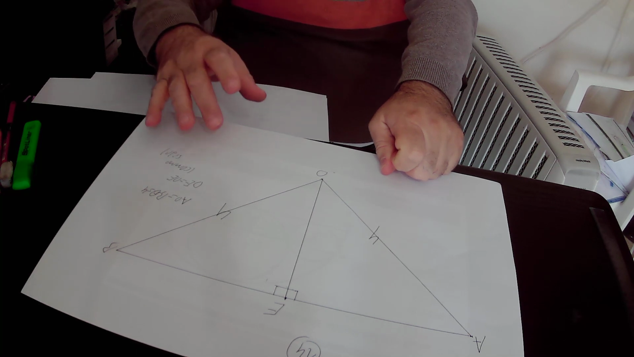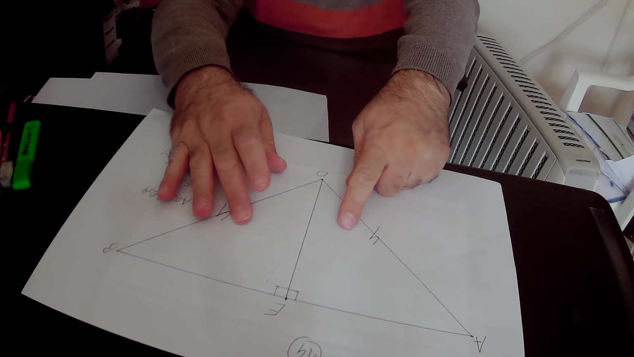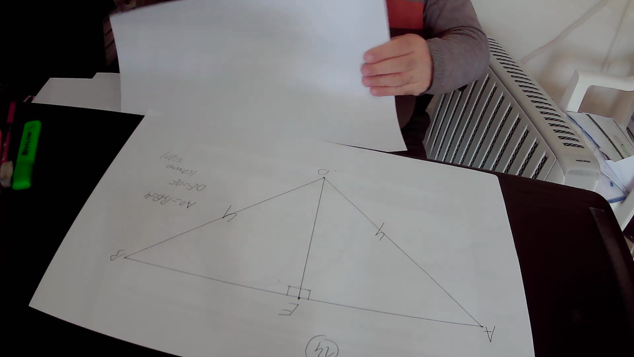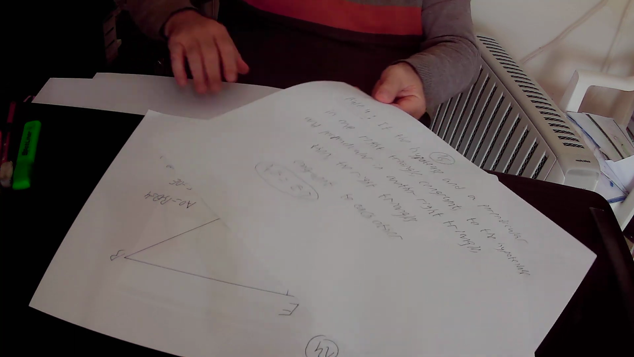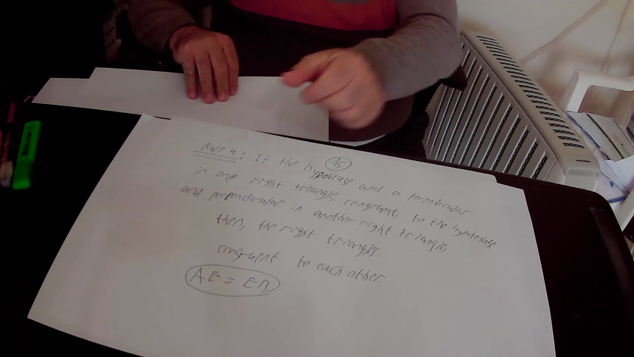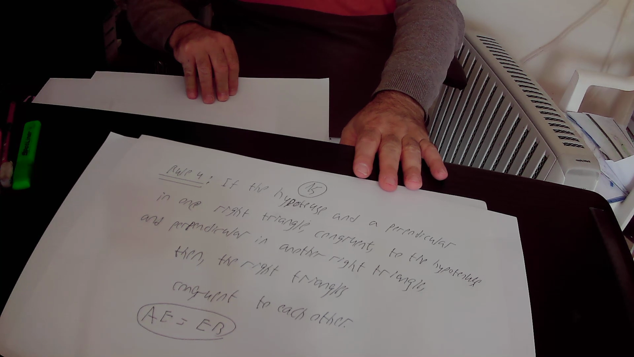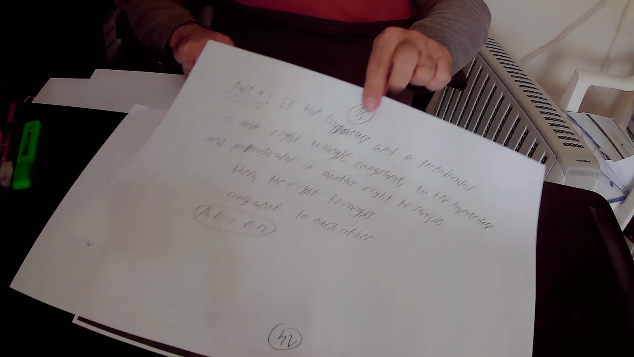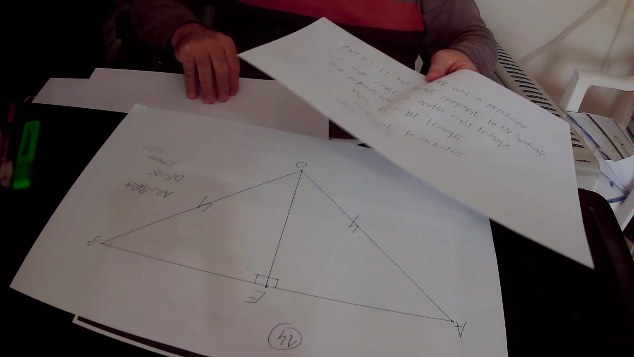So in this way we proved that those two triangles can go into each other, and we proved it according to rule number 4. What is rule number 4? Rule number 4 states that if the hypotenuse and a perpendicular in one right triangle are congruent to the hypotenuse and a perpendicular in another right triangle, then the right triangles are congruent to each other. And we proved exactly what rule number 4 demands.